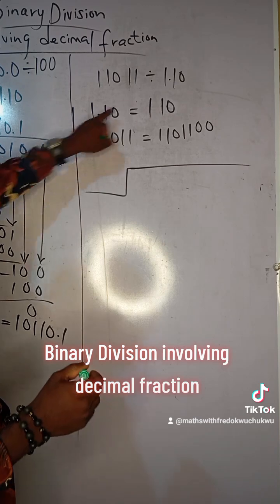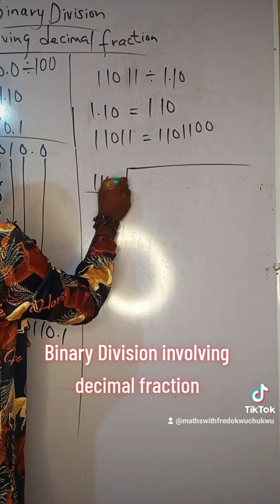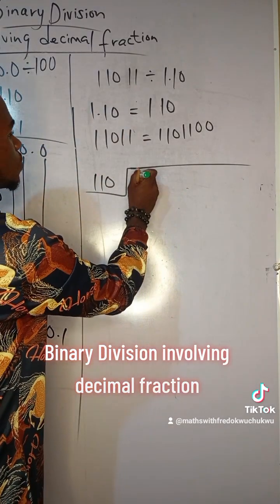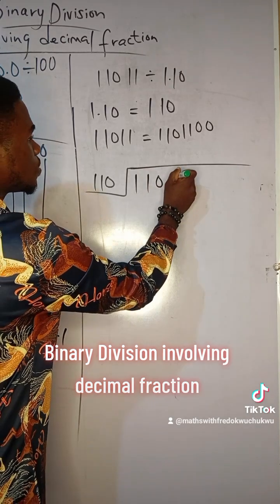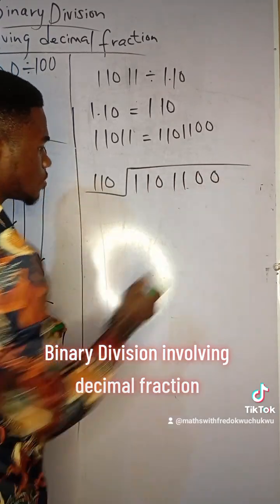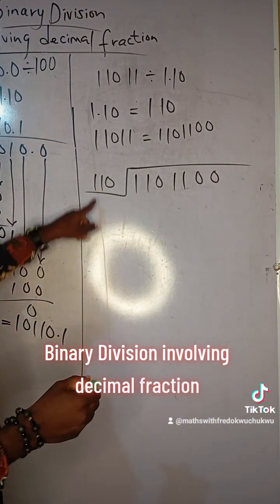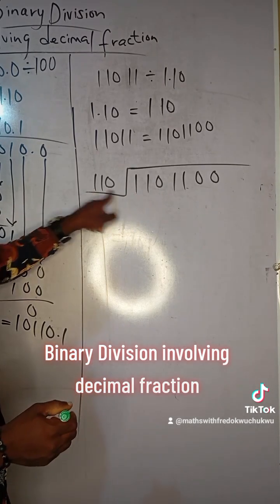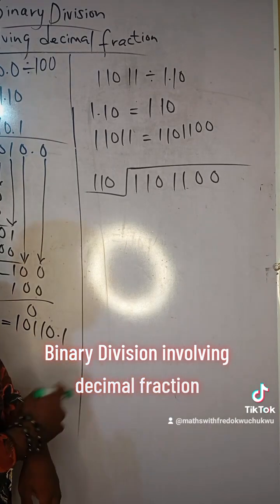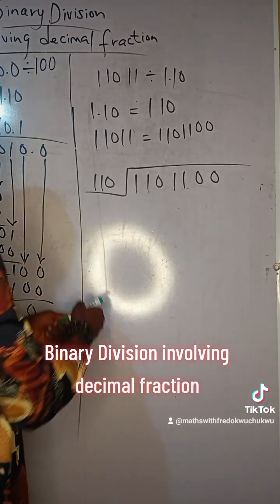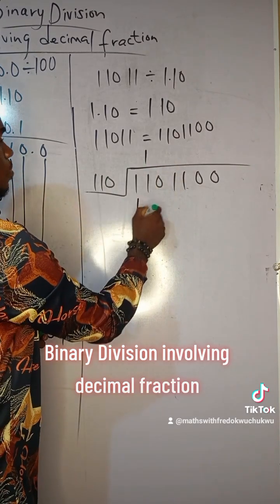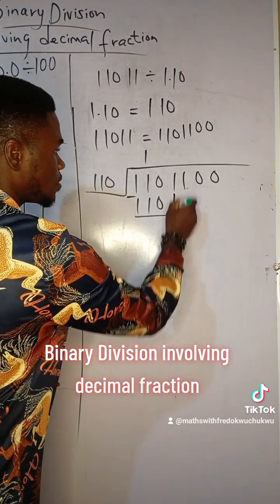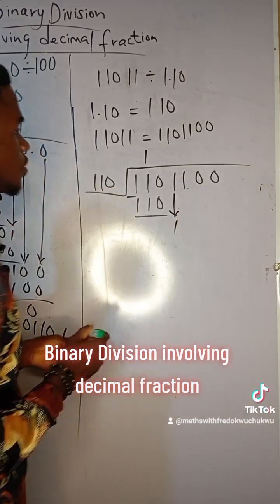So my divisor is now 110, while my whole value has changed to 1101100. Then we start our division. 110. Now I have to pick the three values again, so that it can balance and we start our division. 110 into 110 is 1. 1 times 110 is still 110. 110 minus 110 is just 0. So that means I'm going to bring down one value here.